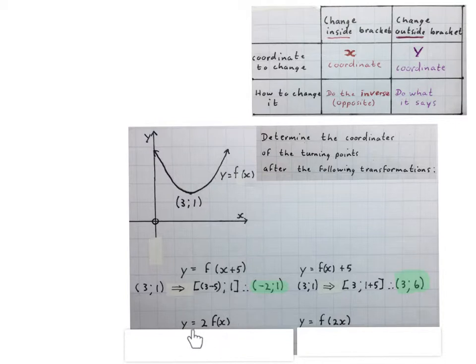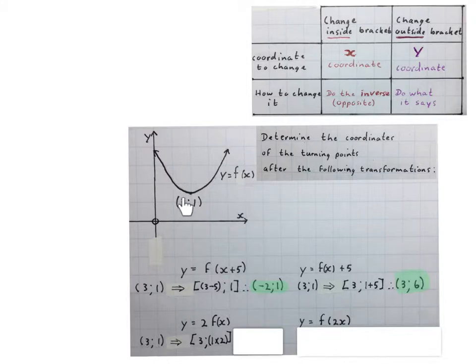The next transformation looks like this. The 2 is outside the bracket. It will influence the y value, and we do what we see. It says here 2 times f of x. So we take the original coordinate that we had, we keep the x, we take the y, and we do what it says, 2 times the one that we had. Then the new coordinate will be (3, 2).